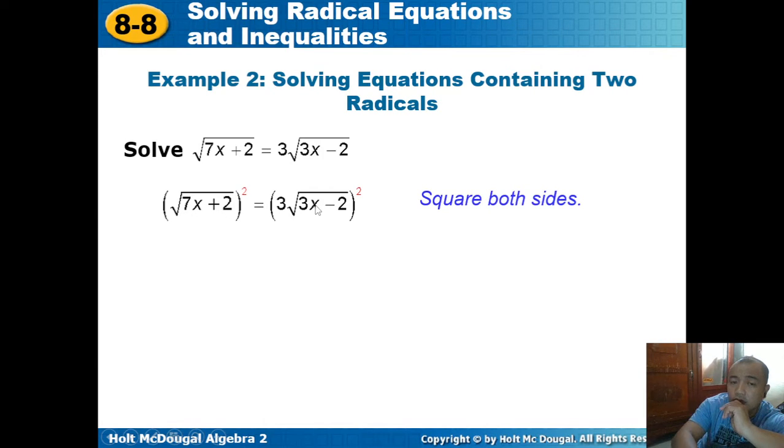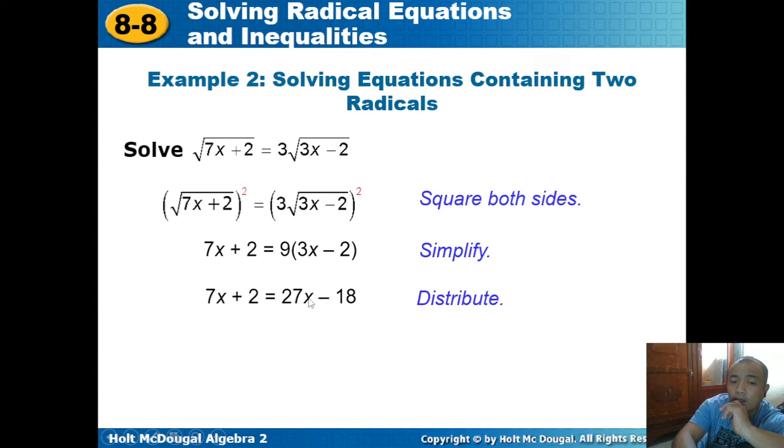Ganon din dito, square mo yung 3x minus 2. Square root of 3x minus 2 squared is 3x minus 2, times the square of 3, 9. So yun, 7x plus 2 equals 9 times 3x minus 2. Yung 3 square mo. Then distributive property, 9 times 3x, 27x minus 18. Then transpose 7x: 27x minus 7x, 20x. 2 plus 18, 20. Divide both sides by 20, the answer is 1.